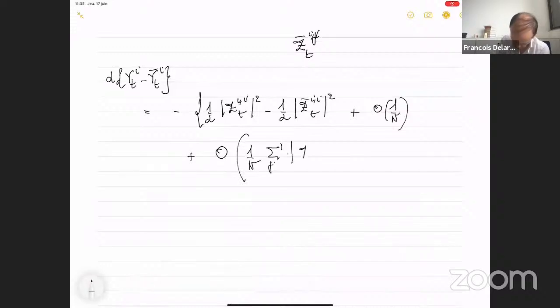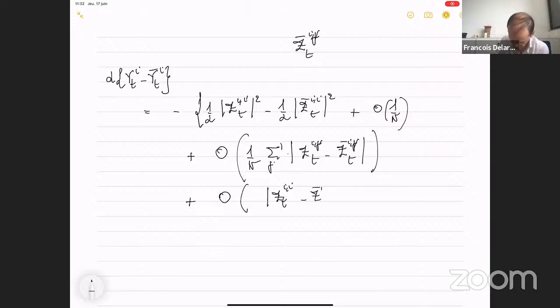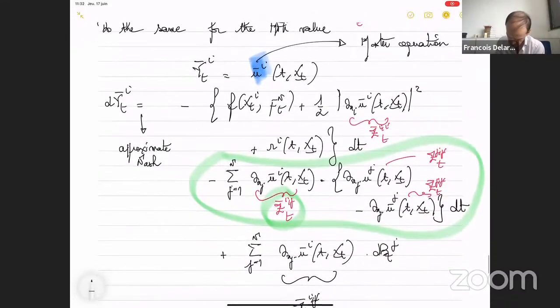So there is z^{ij}_t minus z bar^{ij}_t. And there is another one, because this is the case when i is equal to j. This should be z^{ii}_t minus z bar^{ii}_t. Correct? So yes, this is correct.